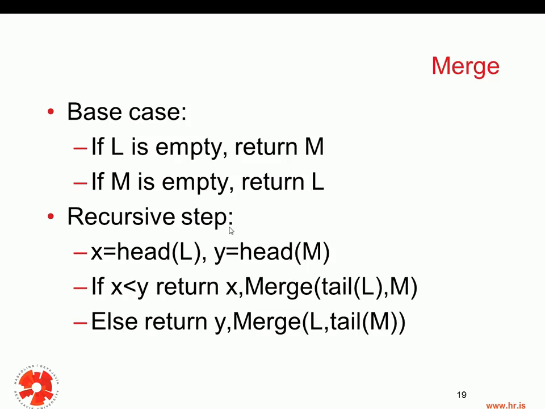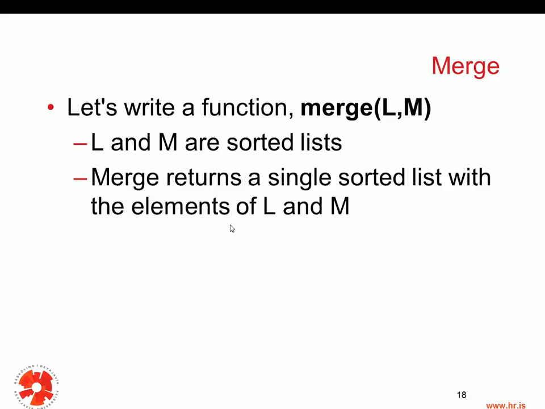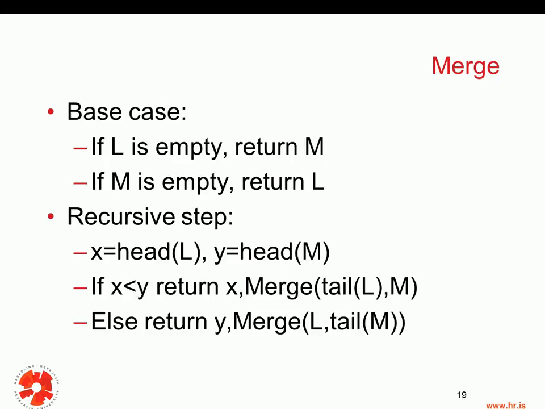So in the recursive step, what can we do? We know that the two lists, L and M, are already sorted. That's the assumption. So if we take the head of the former list and assign that to the name X, and the head of the latter list and assign that to the name Y, then we can compare X and Y. If X is less than Y, then we know that X should appear ahead of Y in the resulting list.